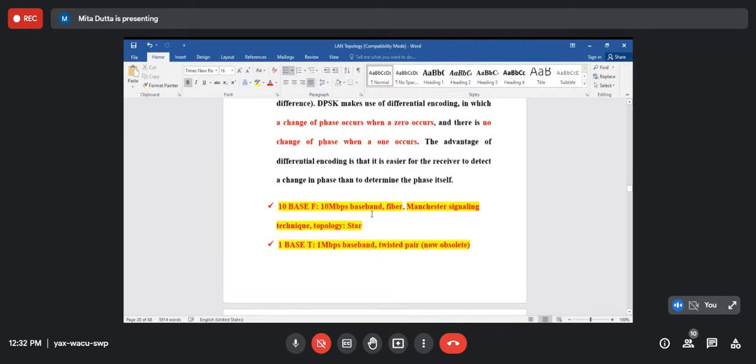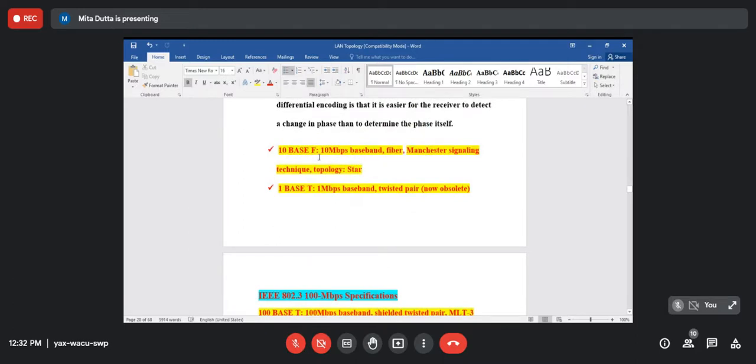It is Manchester, but for differential Manchester, there will be a change. For 0, there will be a change. For 1, there will be no change. I have told you previously. It is Manchester, not differential Manchester. Manchester and differential Manchester are different. What are you asking? It is Manchester, not differential Manchester. Also see it is specification 10 base F.